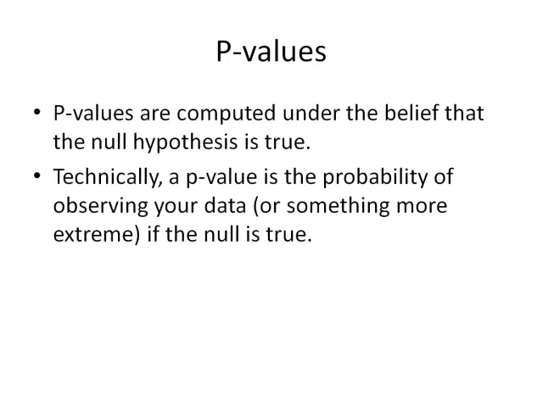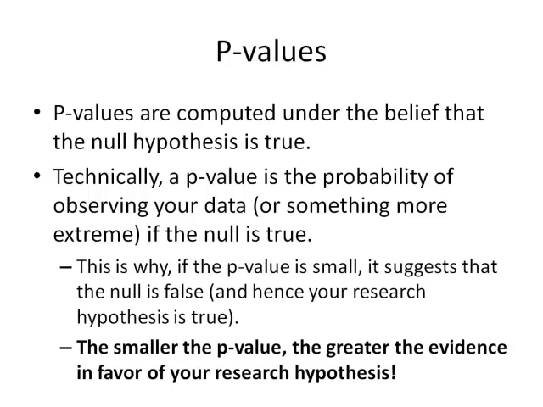Well, p-values, you want to remember, are computed under the belief that the null hypothesis is true. Technically, your p-value is the chance or probability of observing your data or something more extreme in the case where the null hypothesis is true. So because that is a probability under the null, if that probability winds up being small, that's going to constitute strong evidence against the null hypothesis. Okay, so if the p-value is small, that suggests that the null is false, and hence it would suggest that your research hypothesis is true.